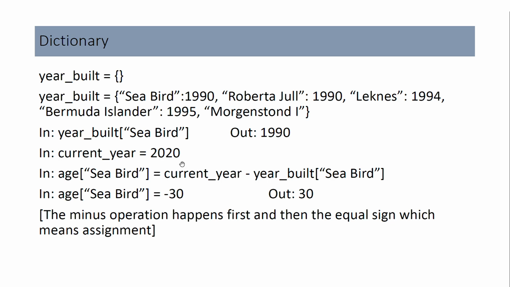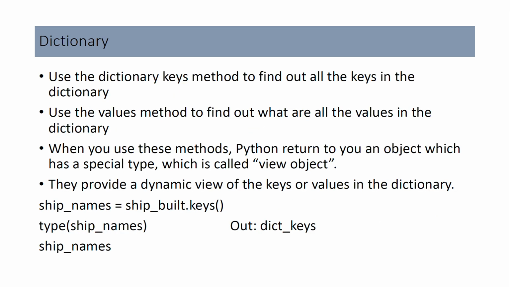So the current year 2020 is your input. Then age of Seabird is current year minus year built. So your input is age of Seabird equals current year minus year built, and then your output becomes 30. The current year is 2020, and the year built for Seabird is 1990. So 2020 minus 1990 is 30, and your output becomes 30. The minus operation happens first, then the equal sign, which means assignment. That's how it actually works in Python programming.